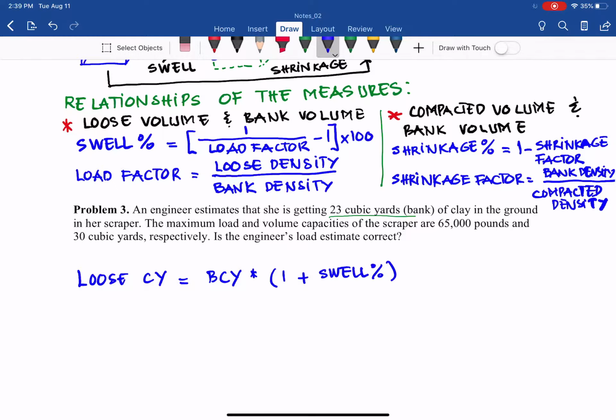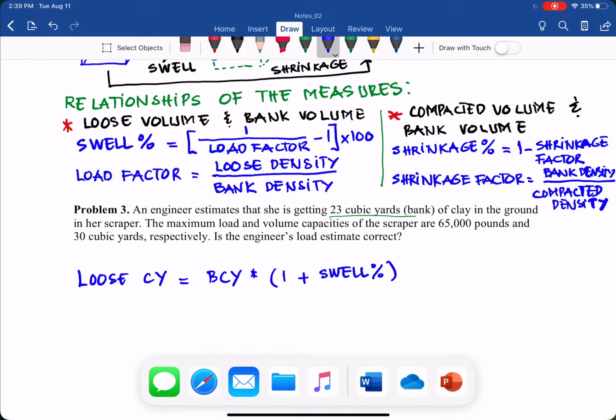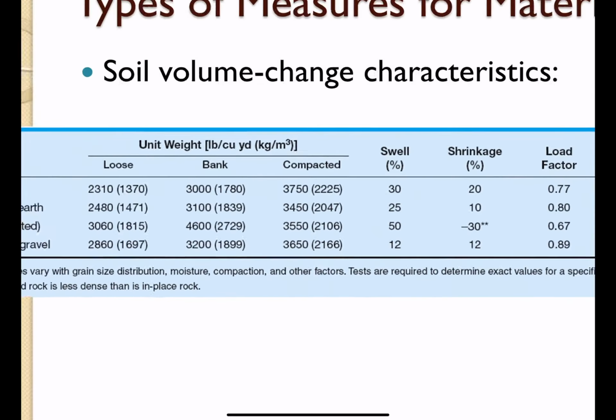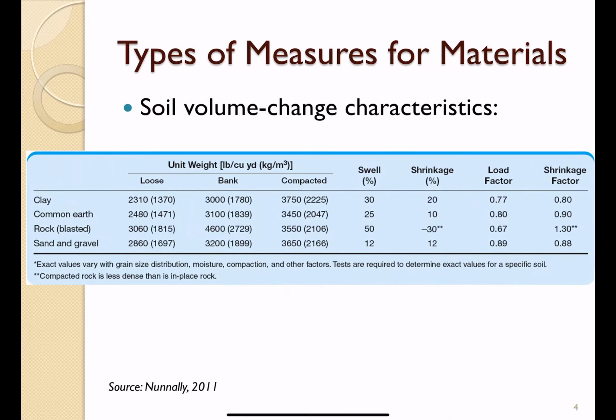Okay, so that's what we need to find out: the loose cubic yard. And this is for clay. So we go back to the table, and for clay we have the swell percent of 30%, and you can see what that means. If we disturb this clay, the material will increase from the bank to loose by 30%.